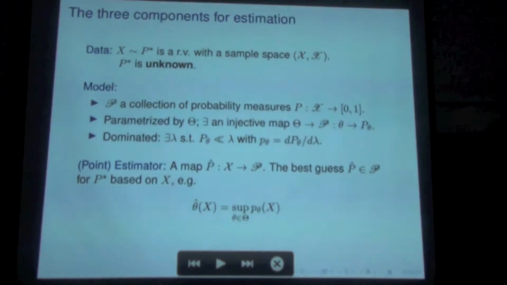Excuse me, one question. What is a sample space? Why are there two X? Oh, because one is the space where the realizations are coming from, and the second one is the sigma algebra.